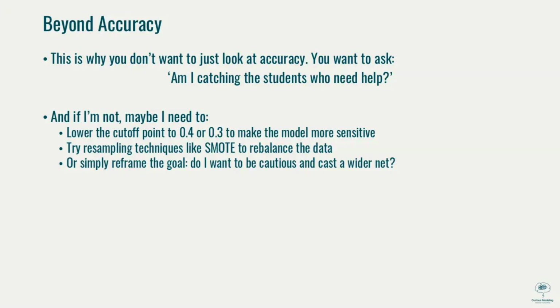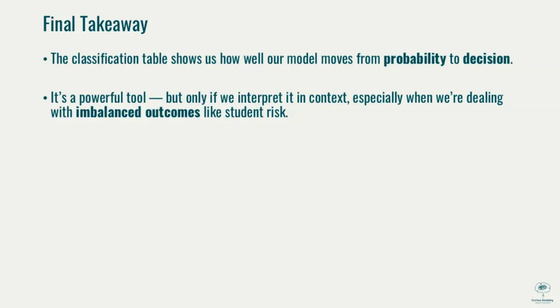You want to ask, am I catching the students who need help? And if I'm not, maybe I need to lower the cutoff point to 0.4, 0.3, something that makes it more sensitive. We might try a resampling technique like SMOTE to rebalance, or simply reframe the goal. Do I want to be cautious, and do we want to cast a wider net? The final takeaway here is the classification table shows us how well our model moves from probability to decision. It's a powerful tool, but only if we interpret it in context, especially when we're dealing with imbalanced outcomes like student risk in this case.